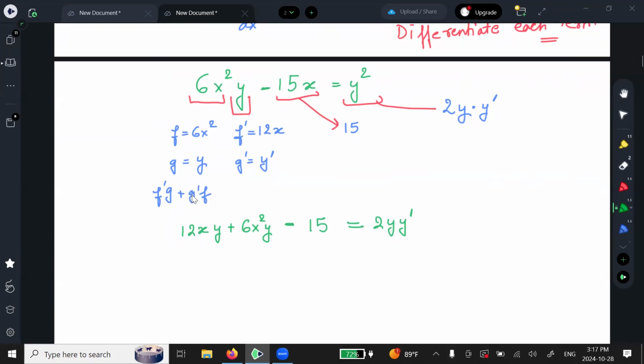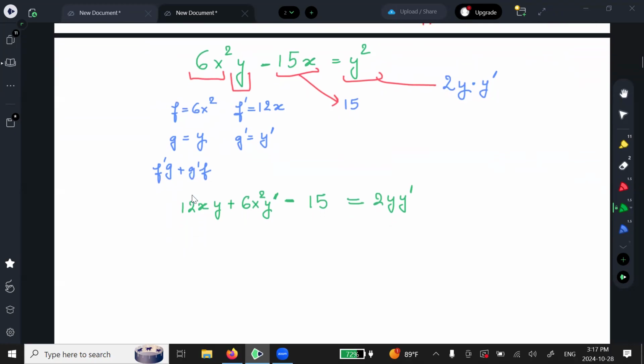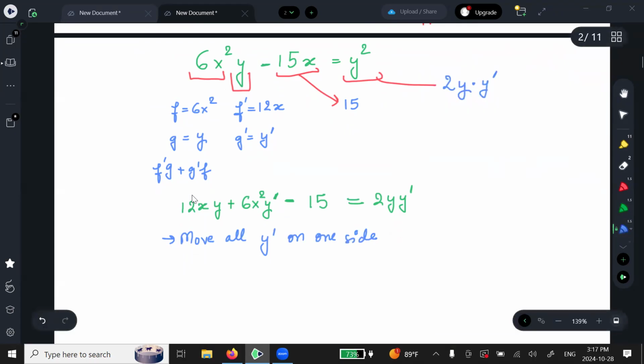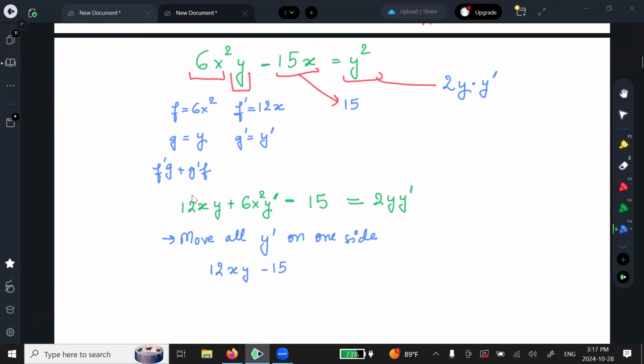See, I made a mistake here. I had to multiply by y prime. Good job. That was a test. If you have one term of y prime, something is wrong. Now next step is just algebra, move all y prime on one side. So when you do that, you should get this. So the 12xy and the negative 15 will remain on this side, and the y prime term, which is the plus 6x square, will go to the other side.